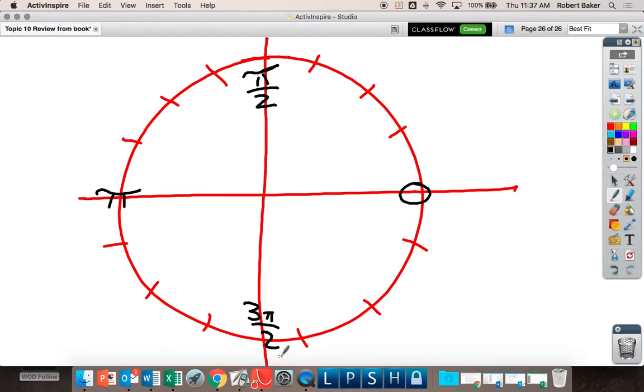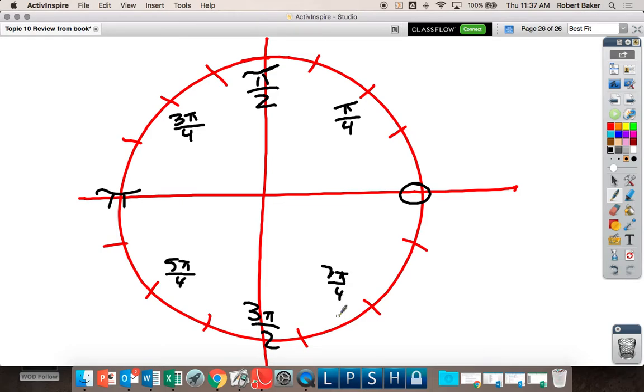Then I like to do the 45s. The 45s are quarters, right? What is half of a half? A quarter. So 1 pi over 4, 2 pi over 4, 3 pi over 4, 4 pi over 4, checkpoint. 5 pi over 4, 6 pi over 4, checkpoint. 7 pi over 4.